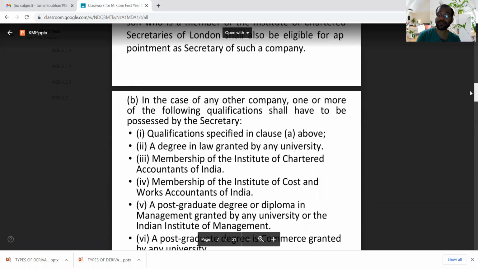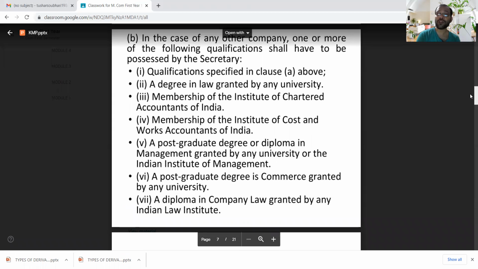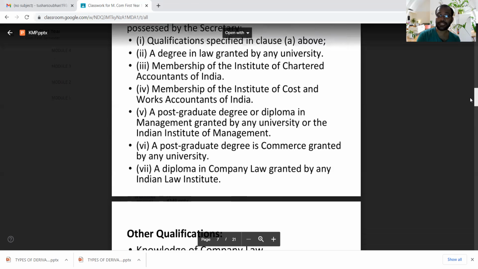In the case of any other company, one or more of the following qualifications should be possessed by the secretary. Qualifications specified in clause A above, a degree in law granted by a university, membership of the ICAI, Institute of Chartered Accountants of India, membership of the ICWAI, Institute of Cost and Works Accountants of India, a postgraduate degree or diploma in management granted by any university or the Indian Institute of Management, a postgraduate degree in commerce granted by any university, a diploma in company law granted by any Indian Law Institute.